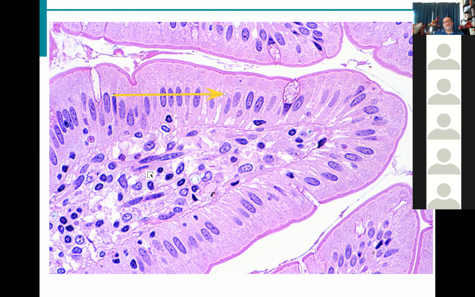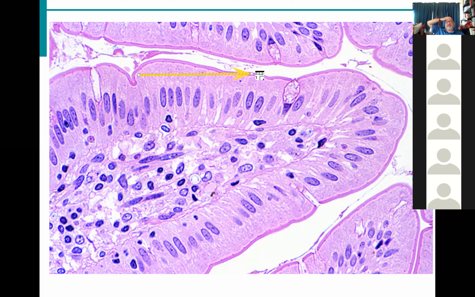Simple columnar. Again, notice tall, fairly uniform cells, nuclei all kind of line up like ducks in a row. Again, notice we have another nice goblet cell that we can see here. Clearly see the basal surface, clearly see the apical surface.